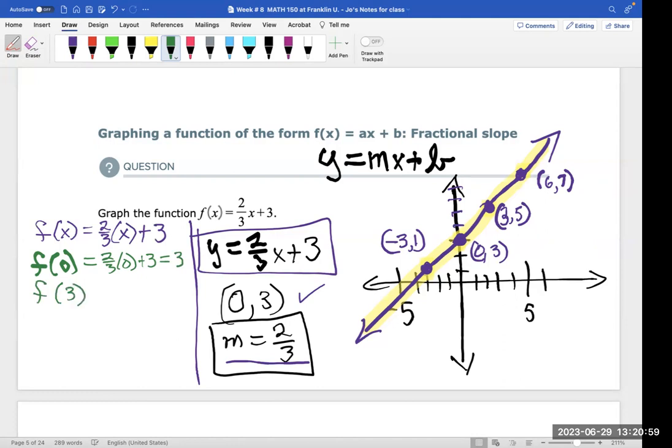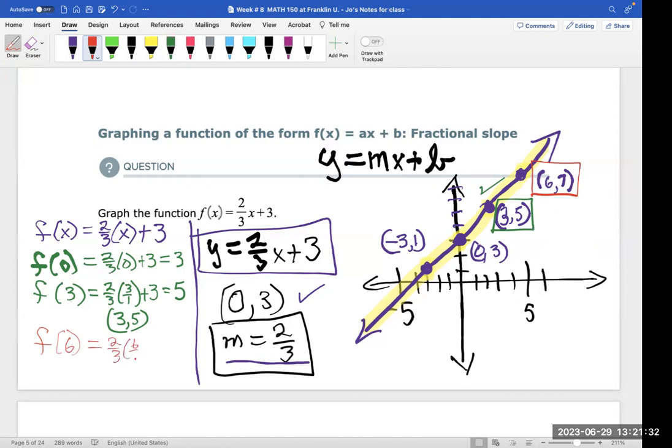f of 3, picking this point right here, f of 3 would be 2/3 times 3 plus 3. 2/3 times 3 is 2. 2 plus 3 is 5. So that's the point 3, 5. Check right there. Different one, if I pick the point 6, 7, f of 6, if my x value equals 6, then 2/3 times 6 plus 3.